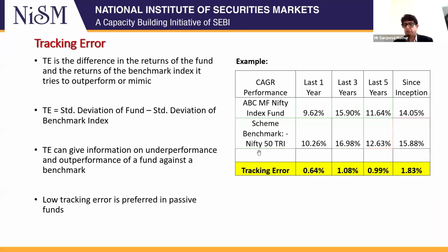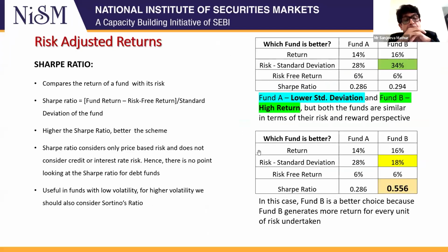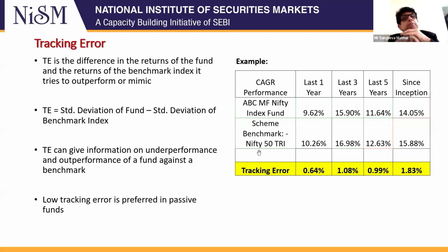Another thing: tracking error. You will definitely find this in many fact sheets, especially for index funds, though it is used for other schemes also. This is basically used to compare how much I have outperformed the benchmark. Tracking error is the difference between the return of the fund and the return of the benchmark index it tries to outperform or meet.